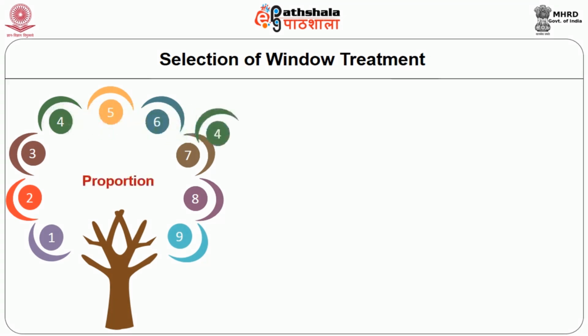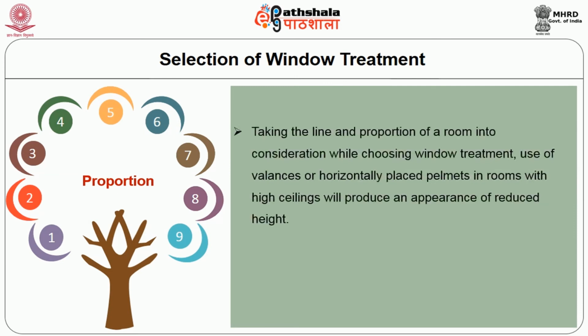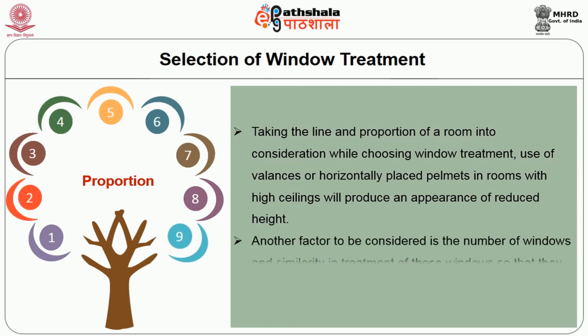Proportion. Taking the line and proportion of a room into consideration while choosing window treatment, use of valances or horizontally placed pelmets in rooms with high ceilings will produce an appearance of reduced height. Another factor to be considered is the number of windows and similarity in treatment of these windows so that they appear as a single unit.